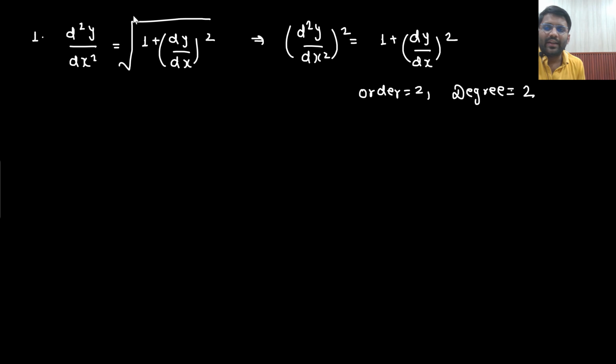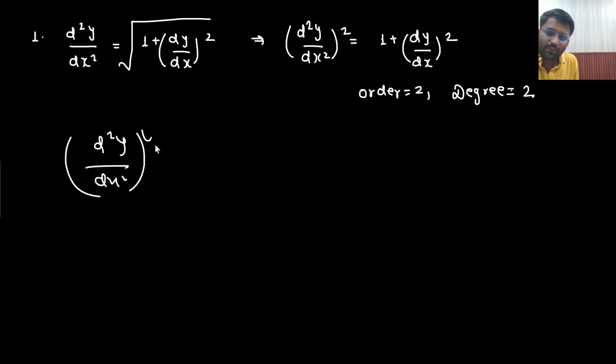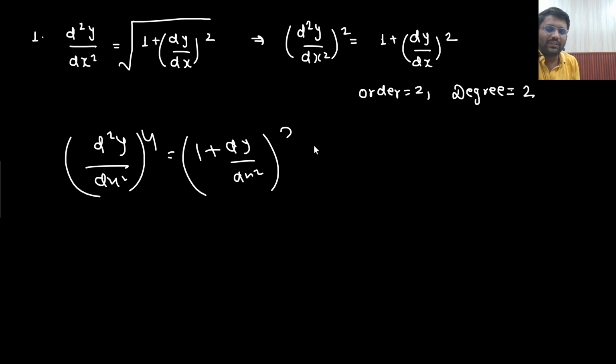Now someone would say that, sir, here you made the square on both of the sides. No, what I would have done is that I would have made power 4 on both of the sides. It would become d2y by dx2 to the power 4, and it will become 1 plus dy by dx whole square to the power 2, right? So now, sir, my order is 2, but my degree will become 4, because the power of my maximum differentiation is 4. Here your answer is 2.